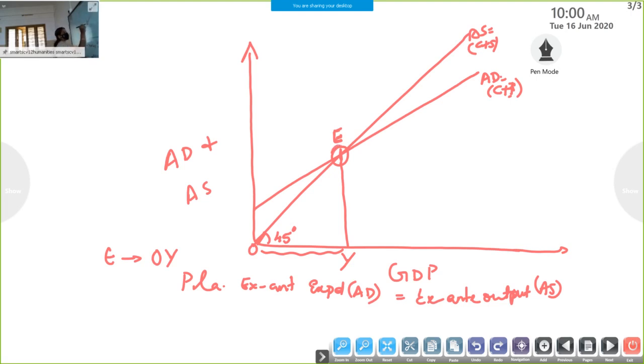Here what does it show? No unsold stock with the producers. Whatever they produced, fully consumers demanded. So total production is equal to total consumption. No unsold stock with the producers. That's why we can say the economy is in equilibrium level. So here planned output is equal to planned expenditure. So this is the equilibrium level of national income.